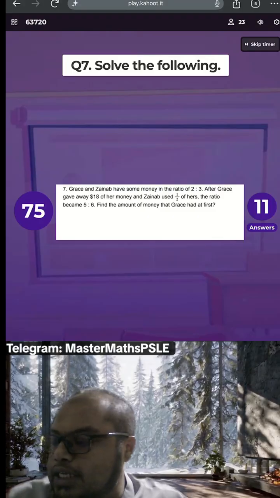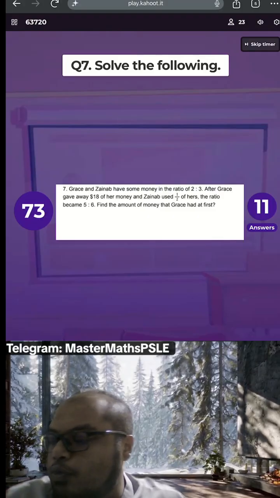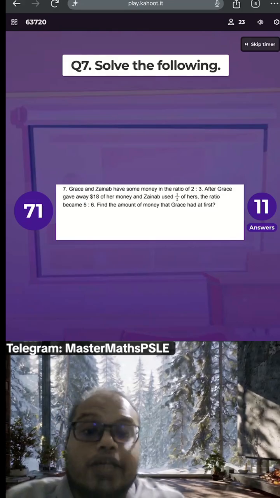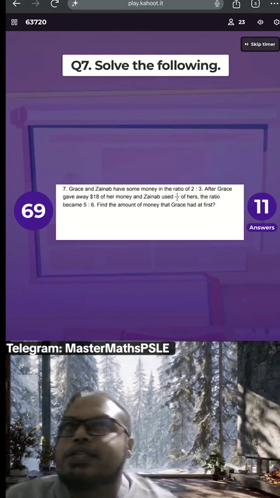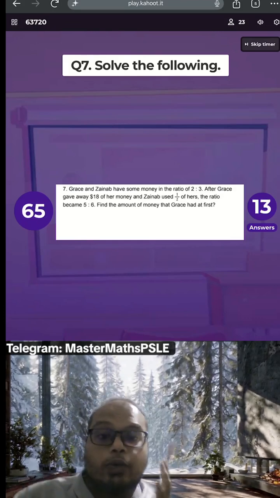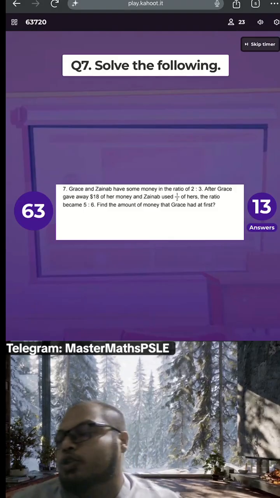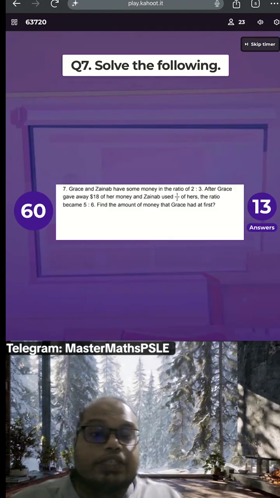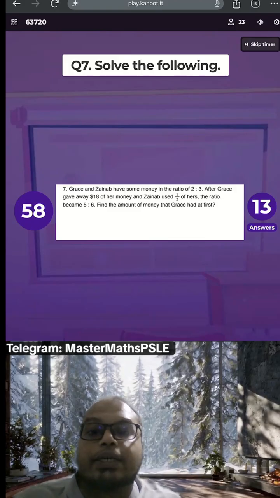Okay, so here you can start off with this, because they say that Zainab used half of hers, right? So when something is half, that means it was an even number when you cut it into two, correct? But instead, the number there is 3. So how do you make 3 into an even number?